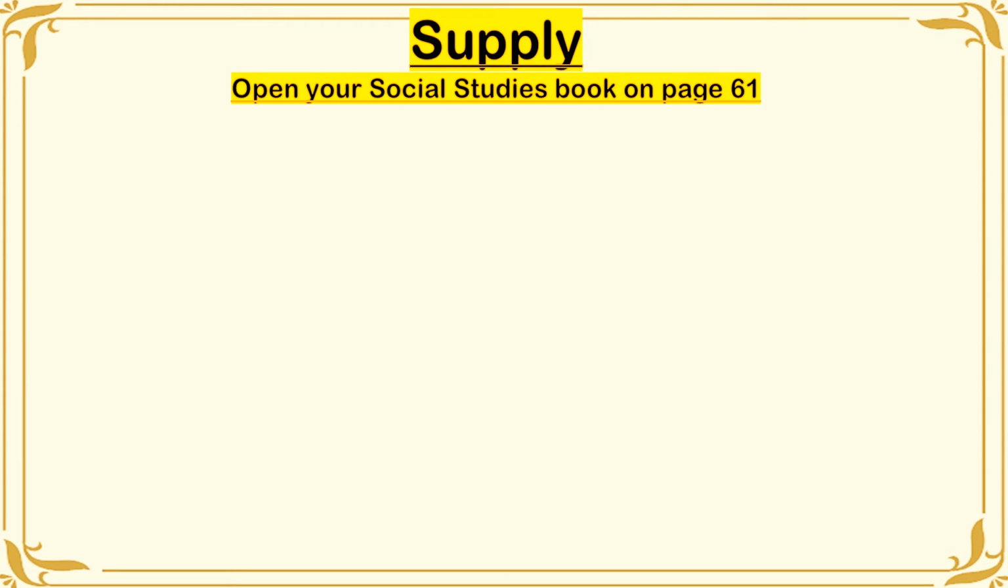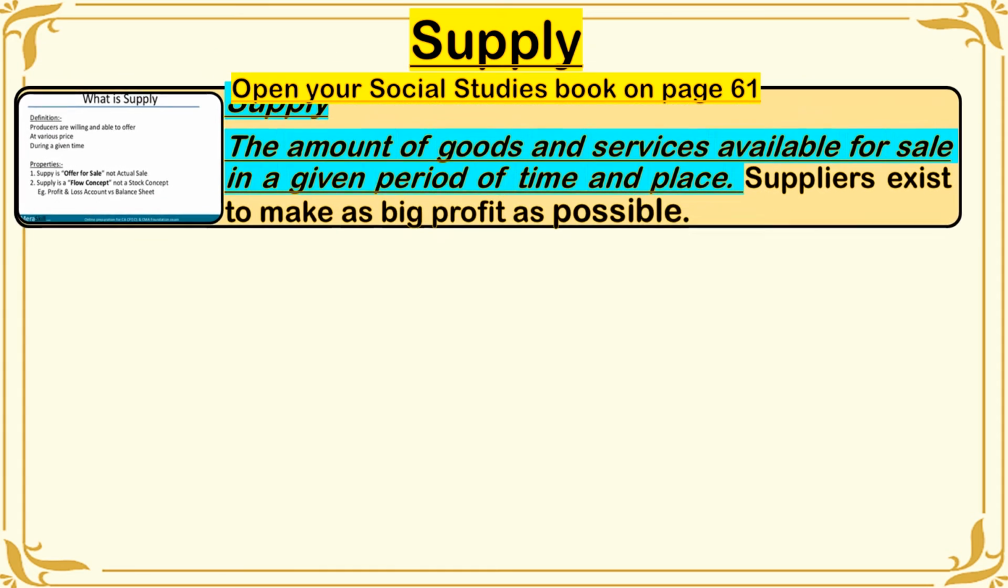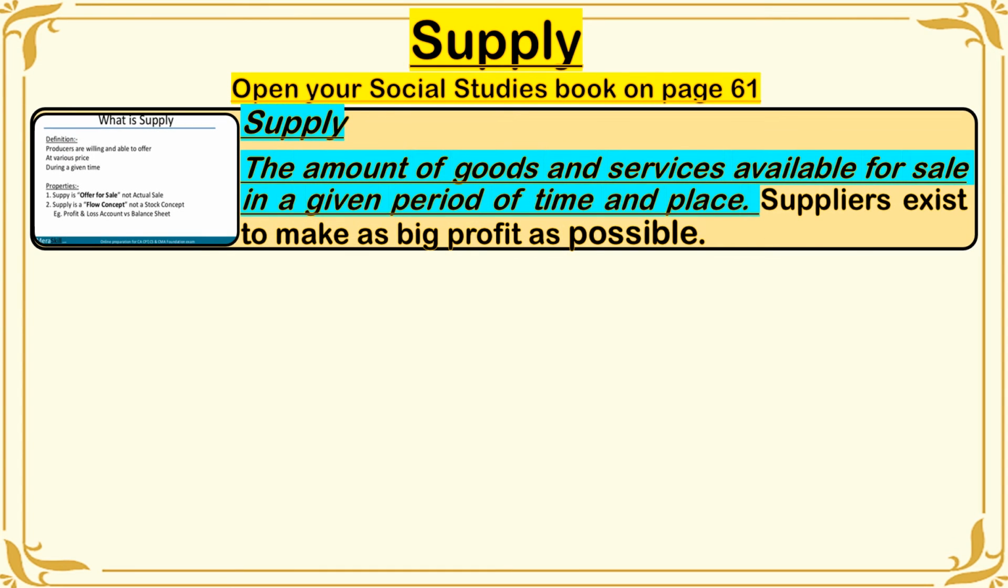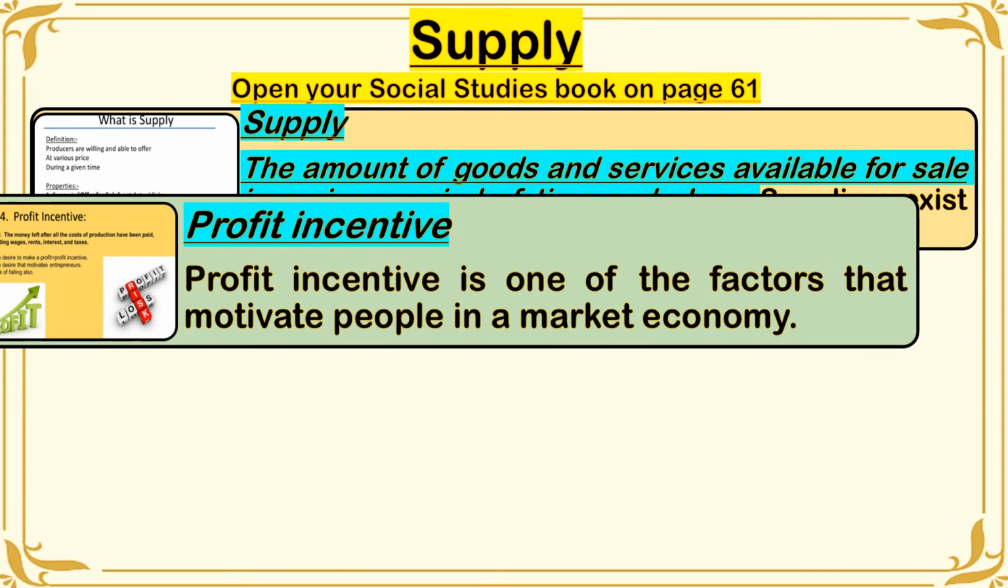Please open your social studies book on page 61 and highlight the words that you have seen highlighted. So, supply. The amount of goods and services available for sale in a given period of time and place. So, supply, class, is, of course, the number of products that you are able to produce. Not only products or goods, but also services.